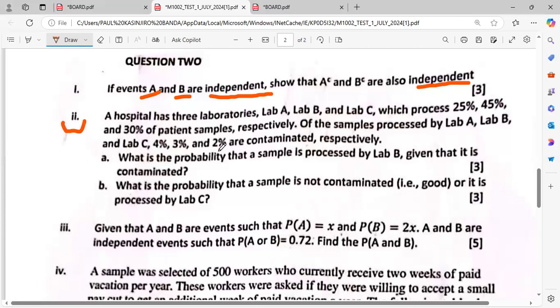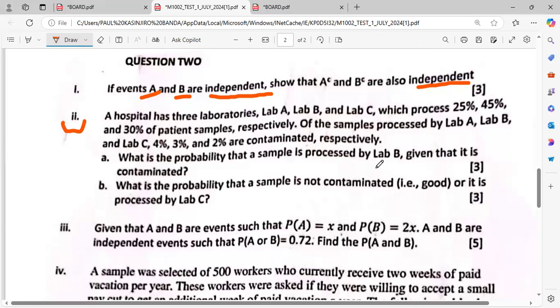Contaminated. Okay. And then the first question there, they're saying, what is the probability that a sample is processed by lab B given that it is contaminated? Okay. So we have been asked here to find what we call a conditional probability, because we have been strictly given that the sample is contaminated. So what is the probability that the sample is processed by lab B given that it was contaminated?